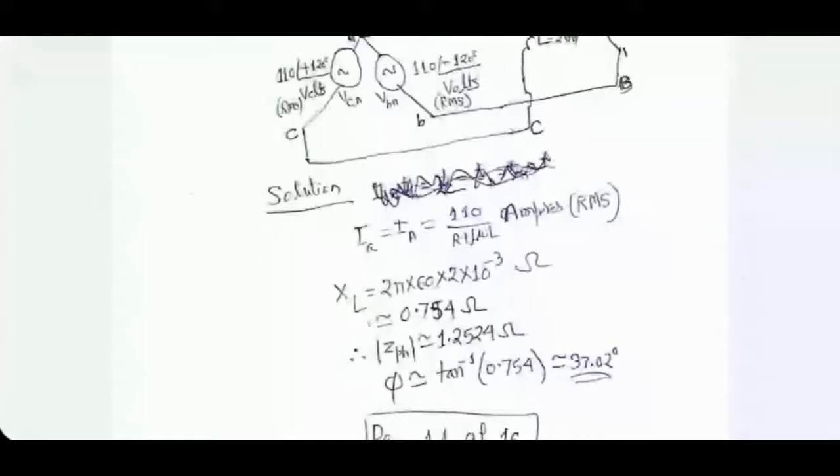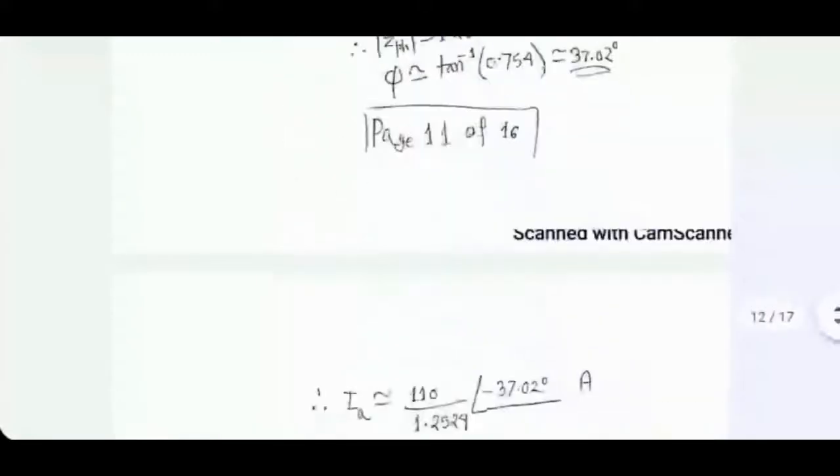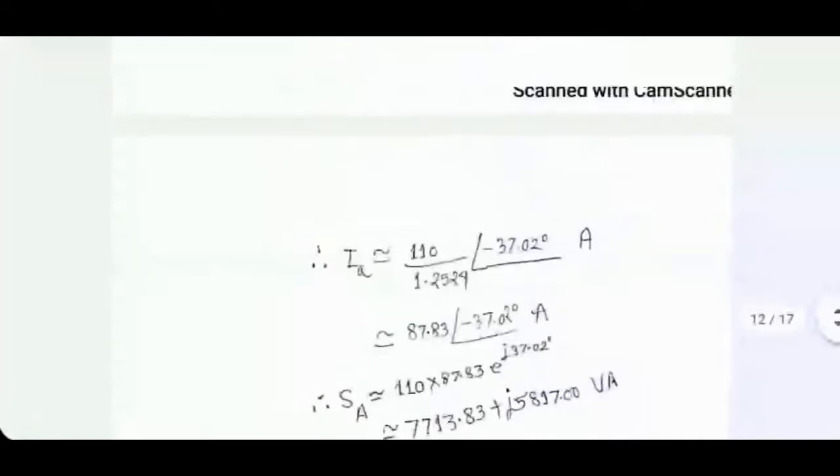You can always do it by multiplying by the complex conjugate of R plus j omega L in numerator and denominator. You can do it that way also. You should get the same result. So if I do the calculation, I get IA equal to 87.83 amperes RMS with an angle of minus 37.02 degrees.